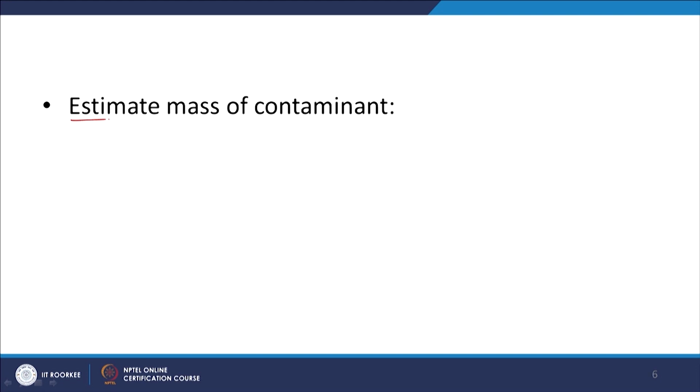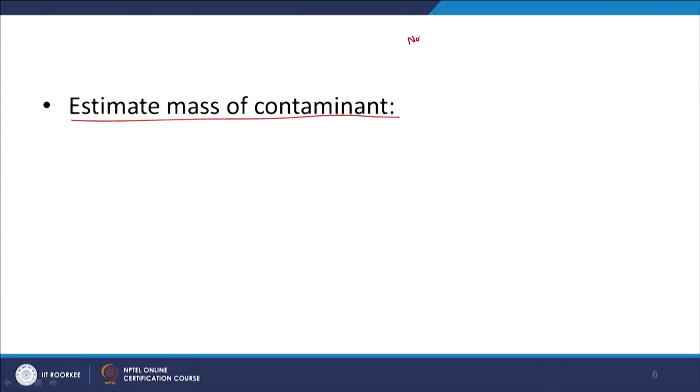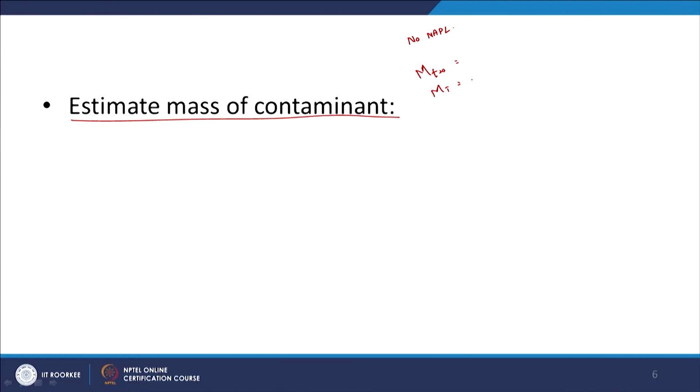So, the first aspect is we need to estimate the mass of the contaminant, right, and for that particular aspect we have a formula we came up with. Here we are assuming that there is no NAPL, right. With no NAPL being present, how did we calculate the total mass, m at time equal 0, m total? We have the concentration of the relevant contaminant present in the water, the soil and the gaseous phase. So, let us write them in that particular order.